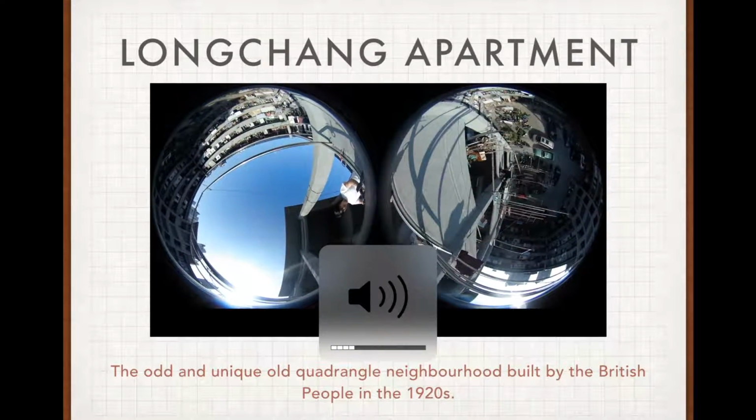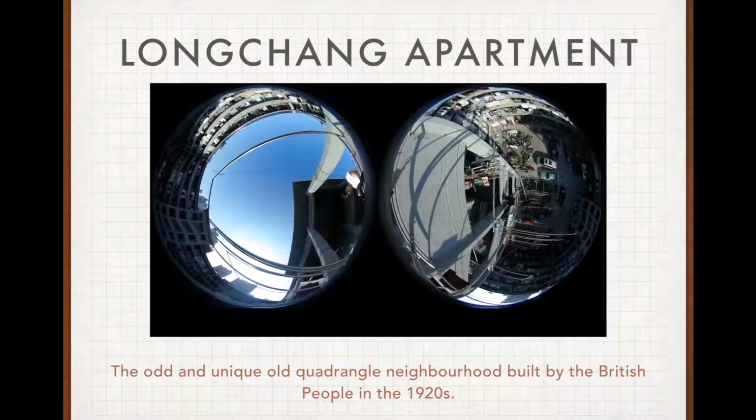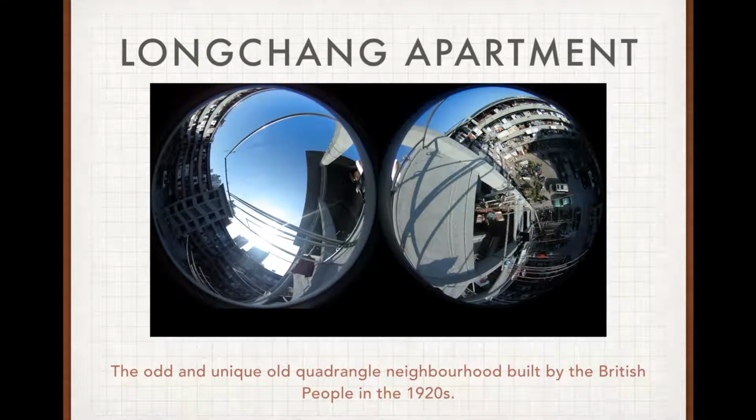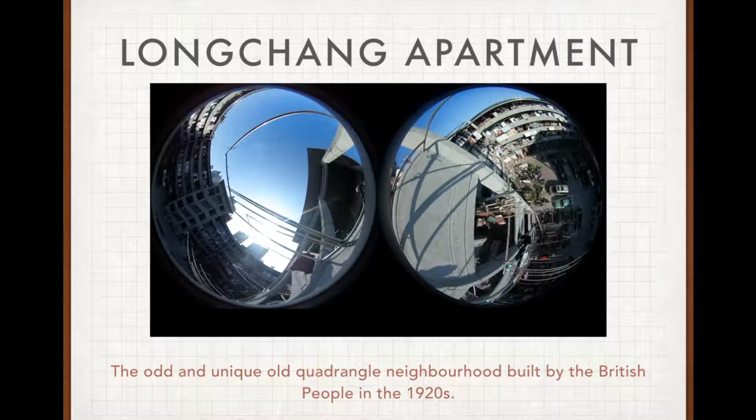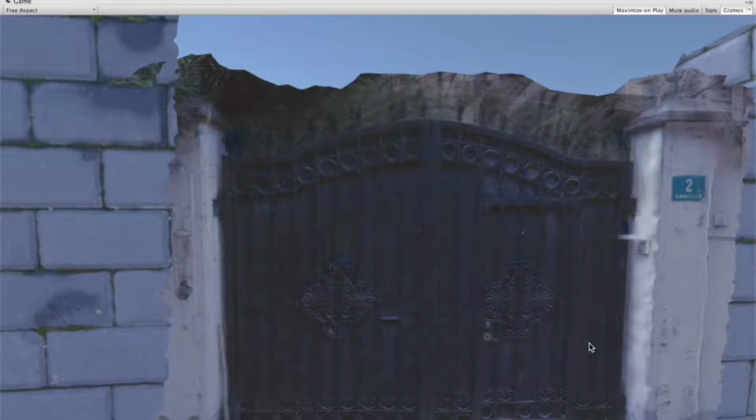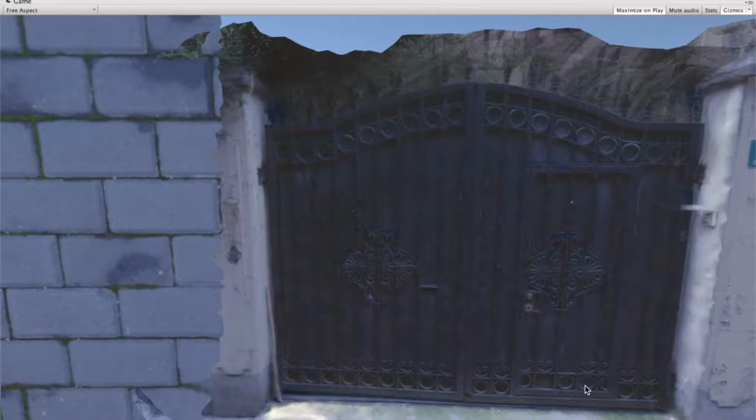Behind the third black gate is the LONGCHANG apartment. It's a really exotic and unique old quadrangle neighborhood built by the British in the 1920s in Yangpu, and there were a lot of people living there in a really crowded place. Let me show you. Also, I need to mention here, if you're using an Oculus VR or wearing an HTC Vive, you can just walk in this door and see the 360 video behind it. But if you're using a cardboard and your phone, you can just click it and then go into the 360 scene. And that's the LONGCHANG apartment.